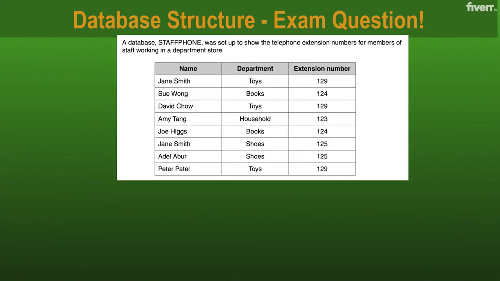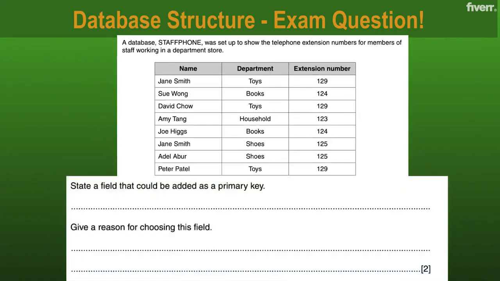Alright, another question on this same table. What could we use as a primary key instead? So, nothing here is good for a primary key. What we need to do is take a look at the scenario. Read the scenario and pause it now if you want to write an answer. So a database, STAFFPHONE, was set up to show the telephone extension numbers of the members of staff working at the department store.